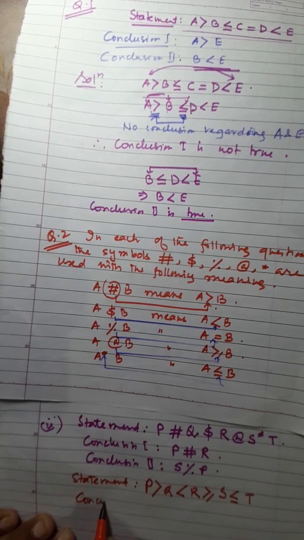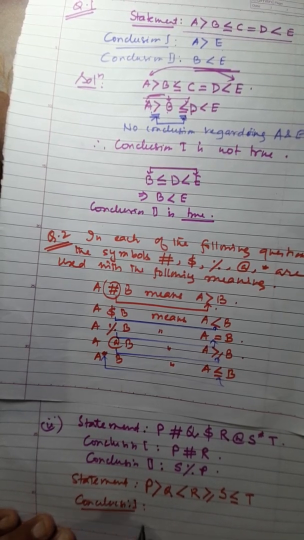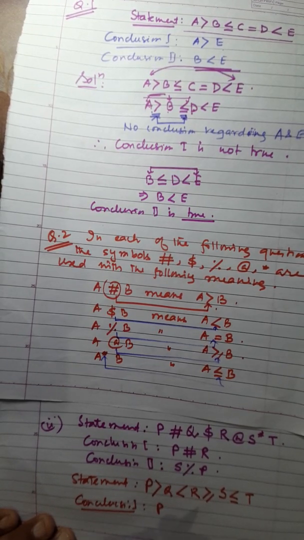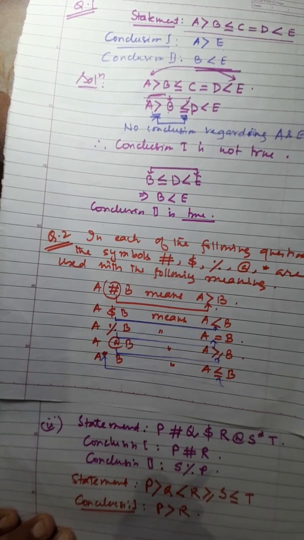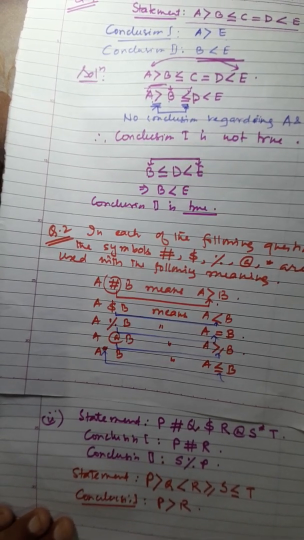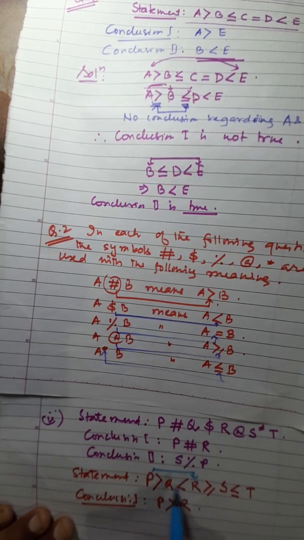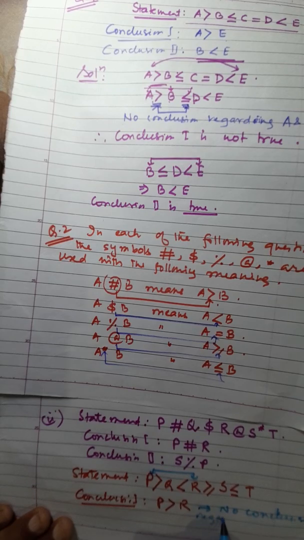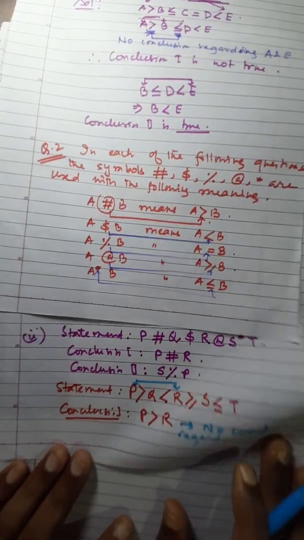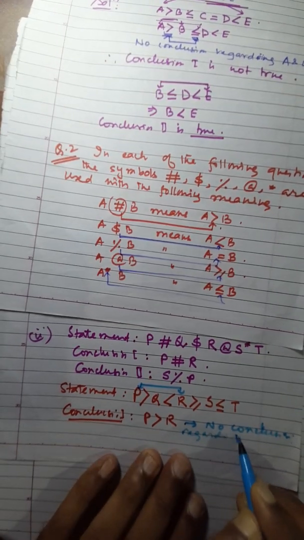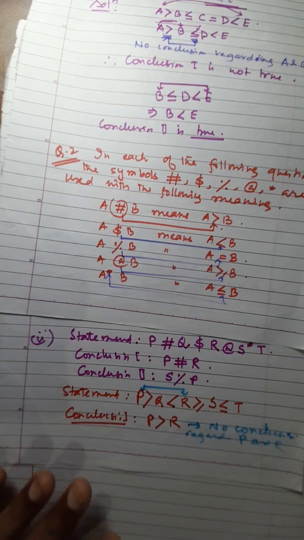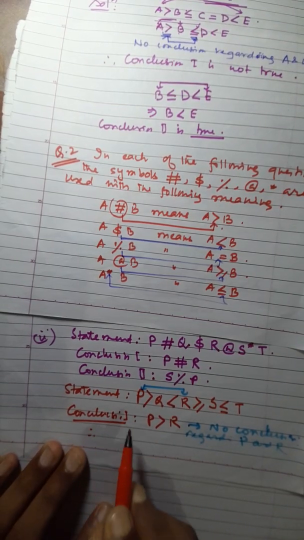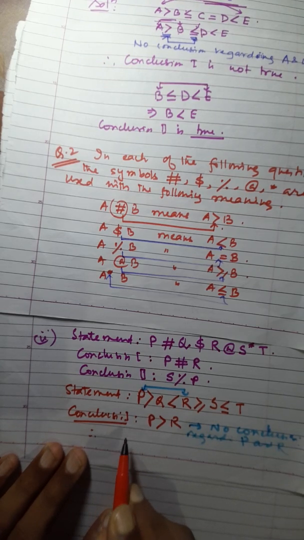Conclusion 1: P hash R, P is greater than R. We have to make a relation between P and R. I think no conclusion, because one is greater than, one is less than in between P and R. No conclusion regarding P and R. Therefore, conclusion 1 is not true.